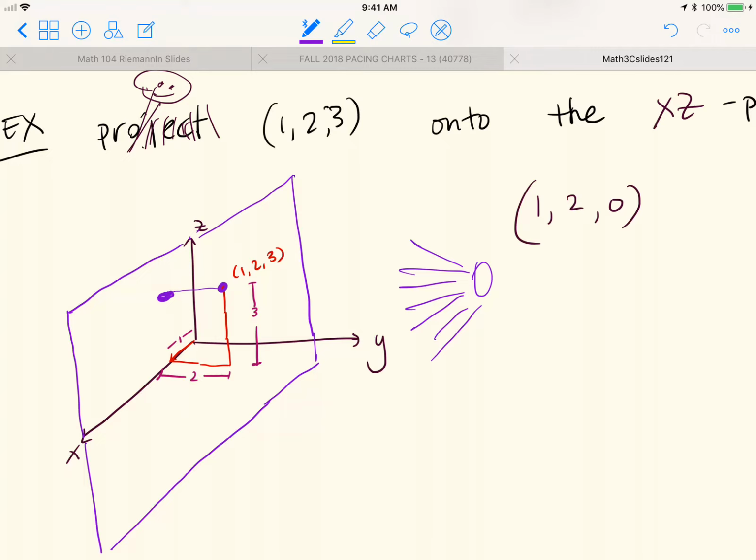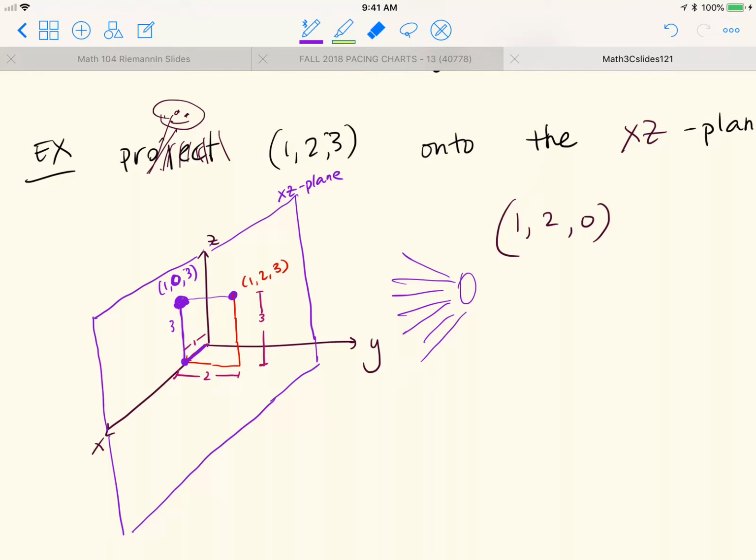So what would you get? You need to move forward 1 and move up 3. Okay, so you would get 1, comma, 0, comma, 3. Move forward 1. You're not moving left and right because you want to stay within the xz plane. So your y coordinate is going to be 0, but you do need to move up 3 so that you have the same height that you did before. Okay. So the projection onto the xz plane is 1, comma, 0, comma, 3.